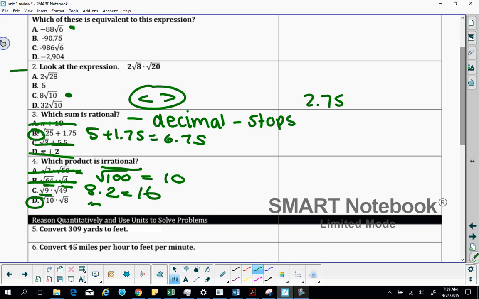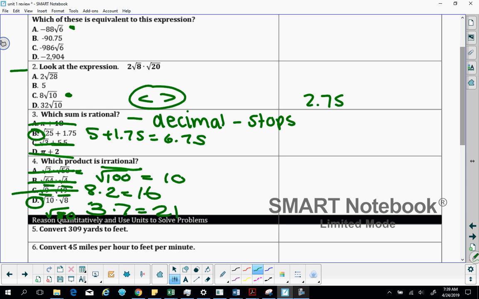Remember, it just means what times itself equals 9? 3. And what times itself equals 49? 7. And we know that equals 21. When we do this, it ends up being square root of 80, and that is not a perfect square. So that would give me an irrational answer. If you end up with a radical in your calculator still, you know it's irrational. Does that make sense?